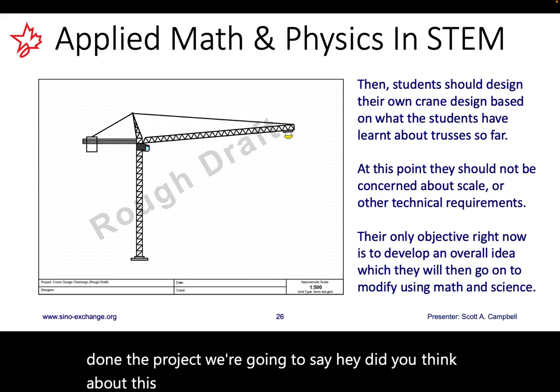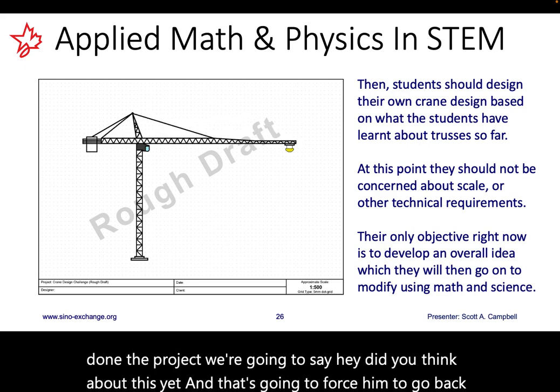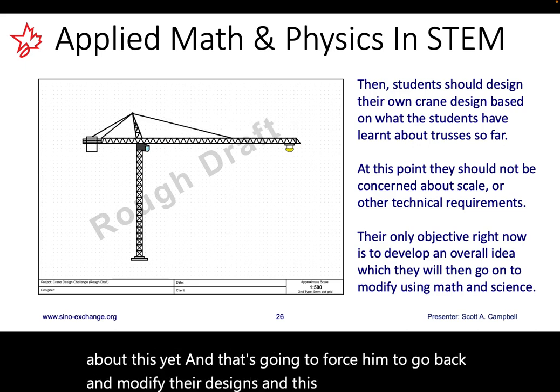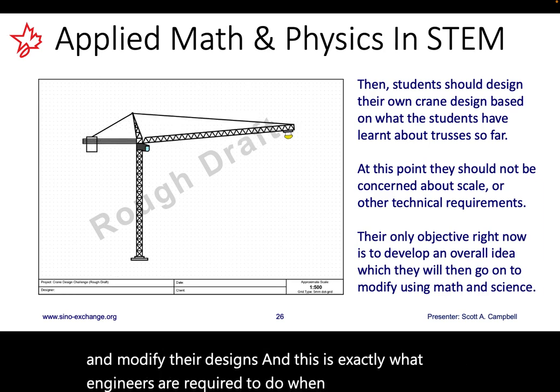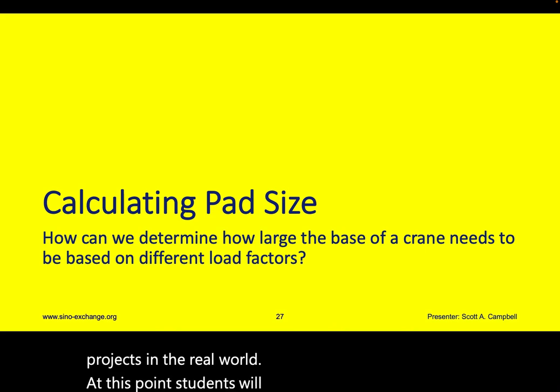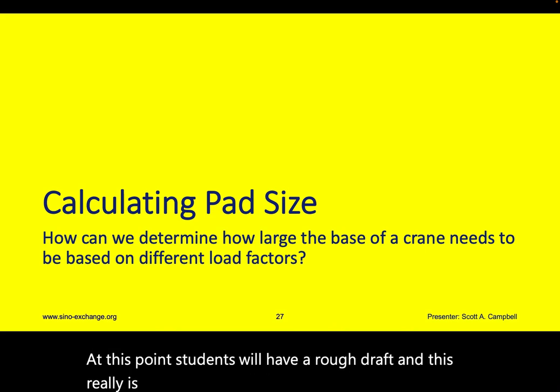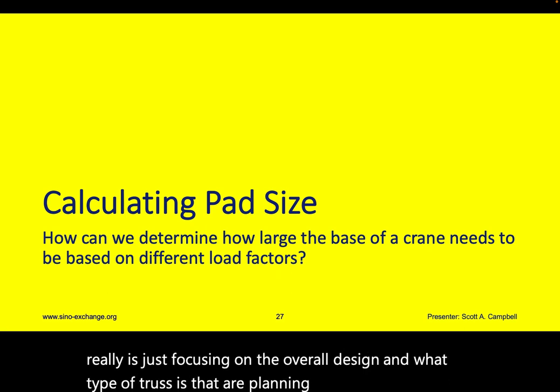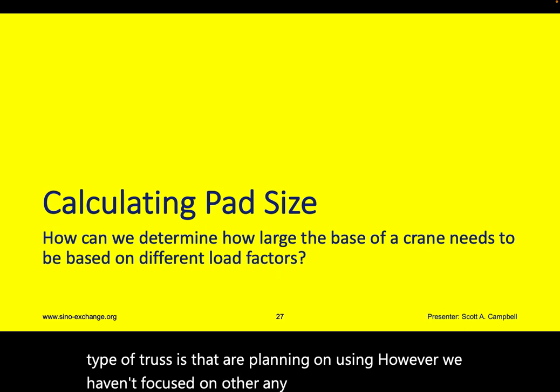And that's going to force them to go back and modify their designs. And this is exactly what engineers are required to do when working on large projects in the real world. At this point, students will have a rough draft. And this really is just focusing on the overall design and what type of trusses they're planning on using. However, we haven't focused on any other requirements yet.